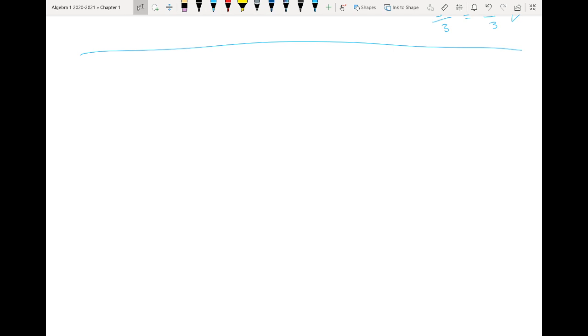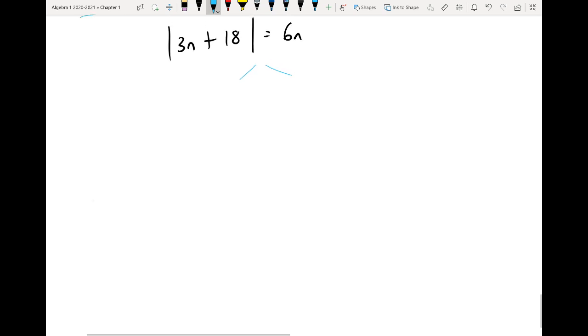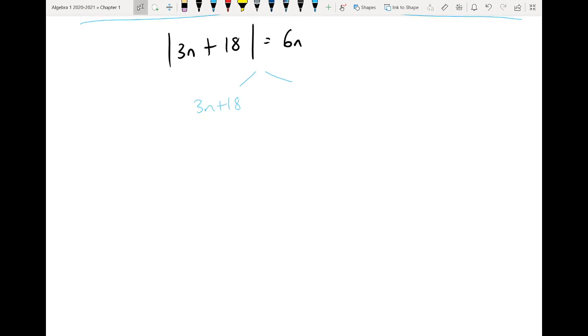As our last example for today. Absolute value of 3n plus 18 equal to 6n. Okay? Start it the same way. I'm going to do my split. I have 3n plus 18, 3n plus 18, and it's equal to positive 6n and negative 6n.